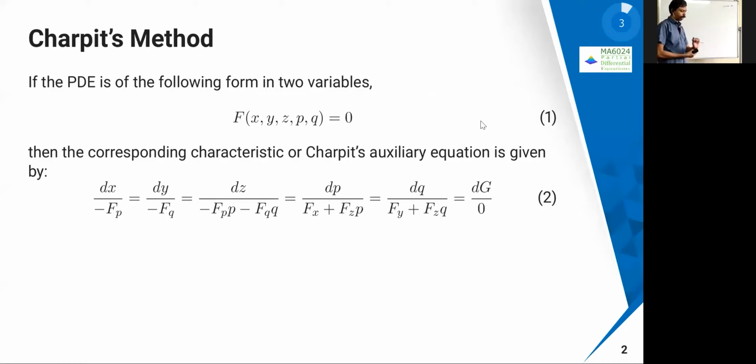So in PDEs, Charpitz method, what we have is, suppose you have a PDE of this kind: f of x comma y comma z comma p comma q equal to 0. Then we find another g of x comma y comma z comma a comma b or p comma q, and then we try to eliminate the constants between these two, and we obtain all kinds of fx, fy, fz, fq, and then we find the answers for that.